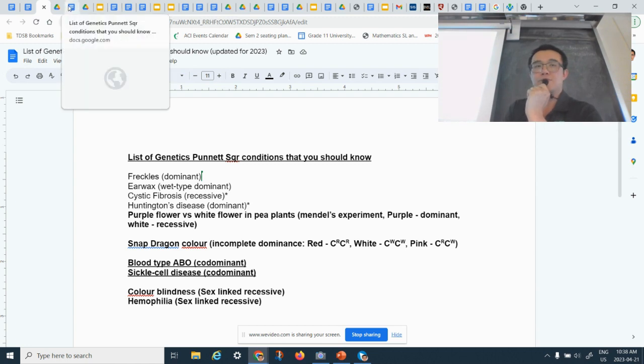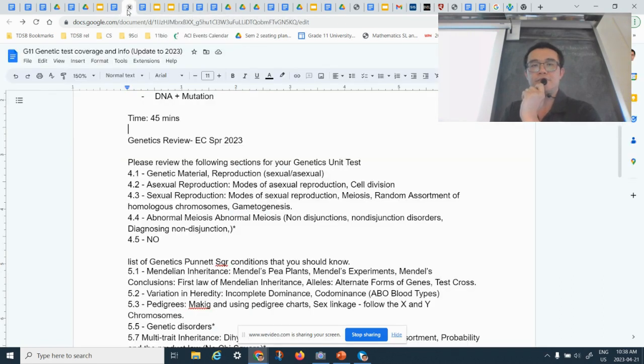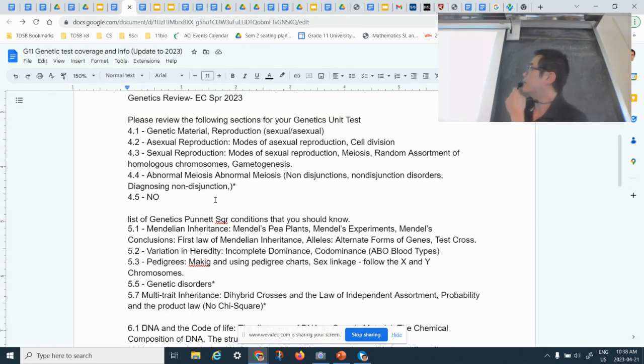Now, going back to what is on the test, or the coverage. So here, 4.1 to 4.4: genetic material, sexual reproduction, asexual reproduction, and the advantages of both. That is the main part of it, and that's going to be on the test: asexual and sexual reproduction.